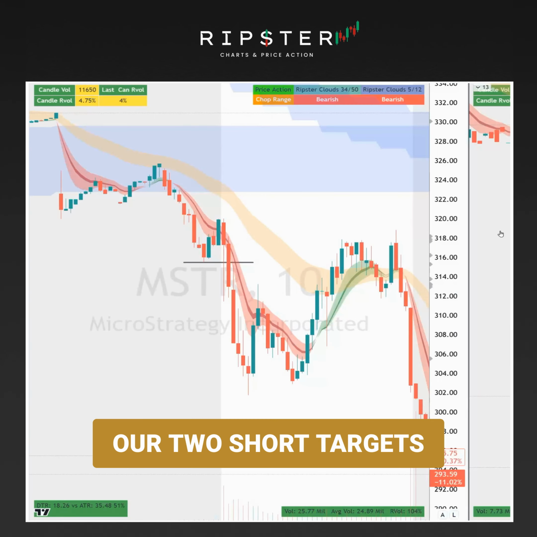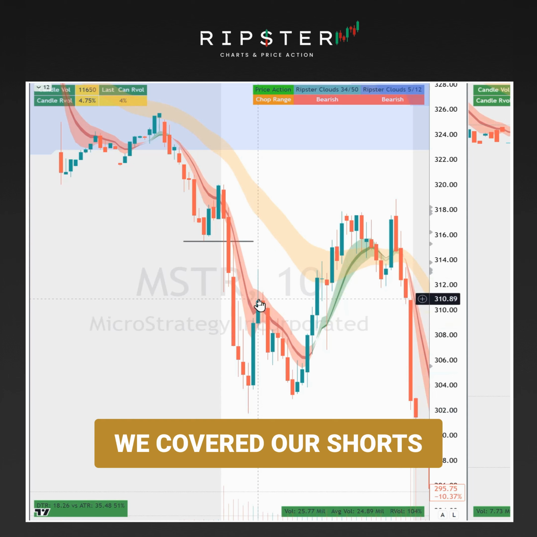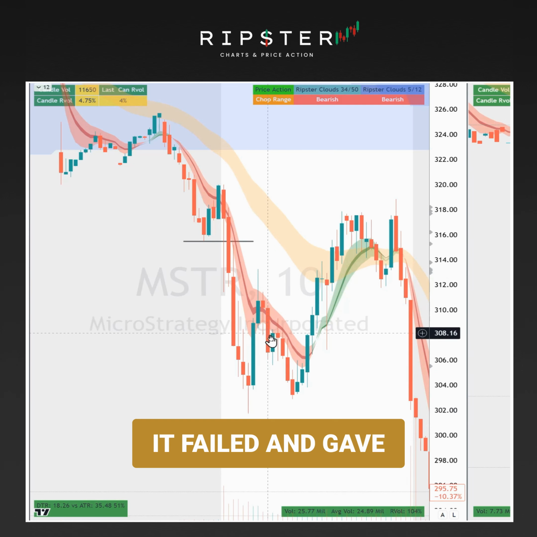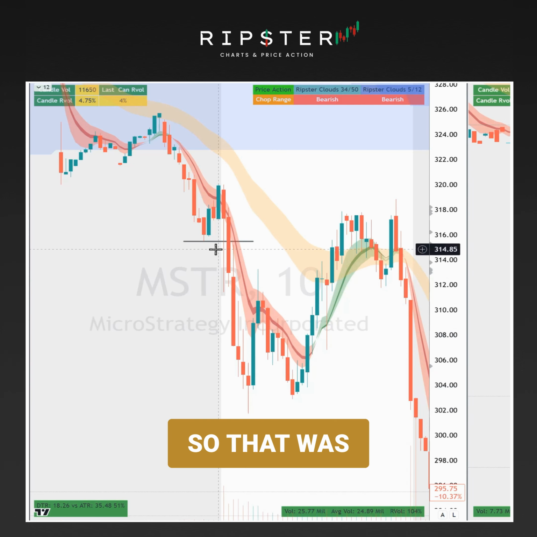Look at the time, 9:30, 9:40, and by 10:10 EST we hit our 305 target. We did flush towards our 301 target, but it bounced from close to the 300 target, and when it pushed we covered our shorts, but then again it failed and gave another short, so we scalped that short as well. So that was the MSTR short.